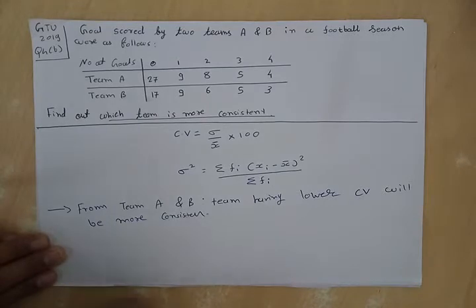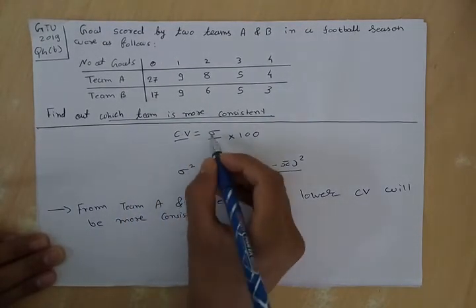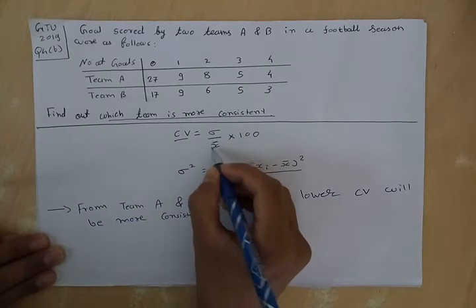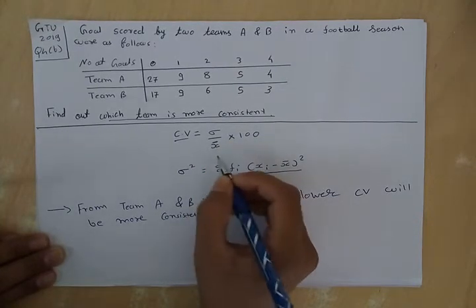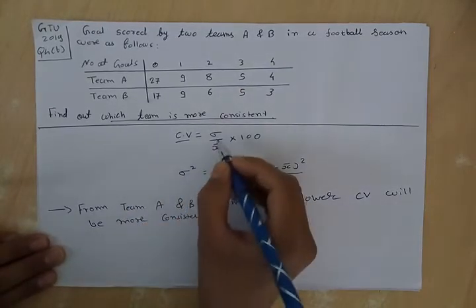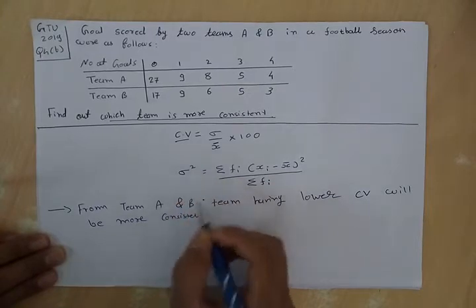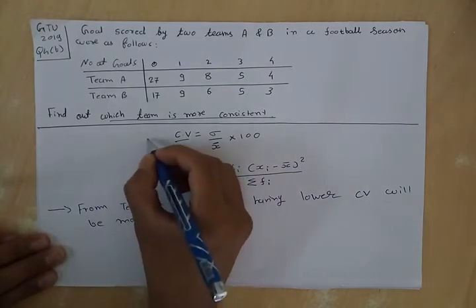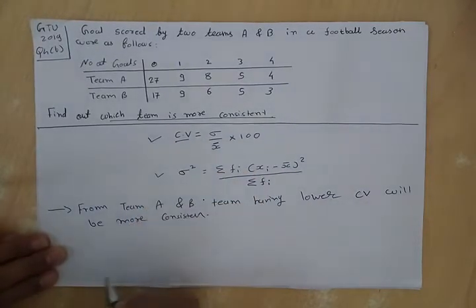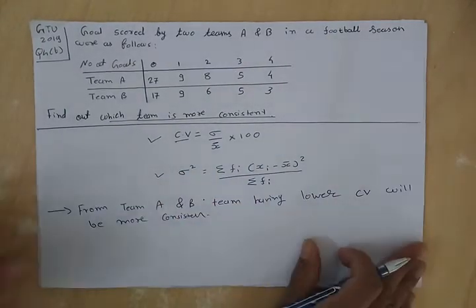Now we have to find coefficient of variance, that is CV. So we will use this formula, standard deviation upon mean, this x bar is mean goals, times 100. And standard deviation we will find using this formula of variance. So we have to remember these two formulas. Now we will calculate coefficient of variance for team A.